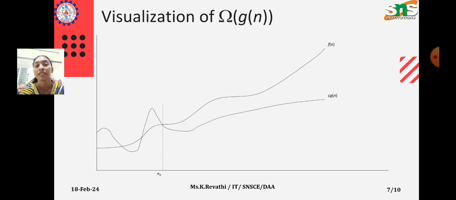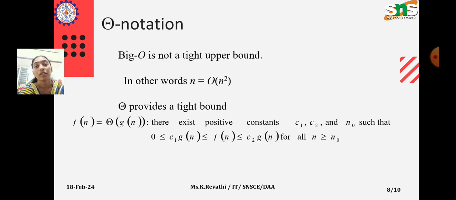This is the graphical representation of omega of g of n. Here the f of n value is greater than c into g of n. It will increase the f of n values after some n naught time. Then the third one is theta notation. Big O notation is not a tight upper bound.